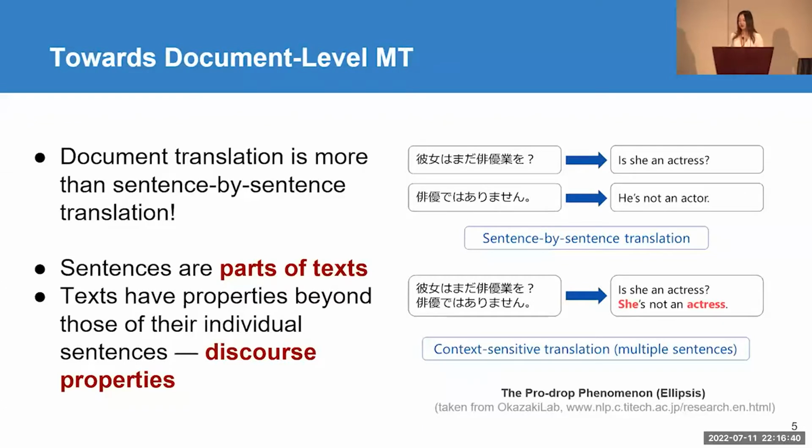Document translation is more than sentence by sentence translation. Texts have properties beyond those of their individual sentences, the so-called discourse properties. For instance, if you're translating from a pronoun dropping language such as Japanese to a non-pro dropping language such as English, as shown here, and if you're translating sentences in isolation, then it's highly possible that you're going to get a translation with a wrong gender pronoun like she here.